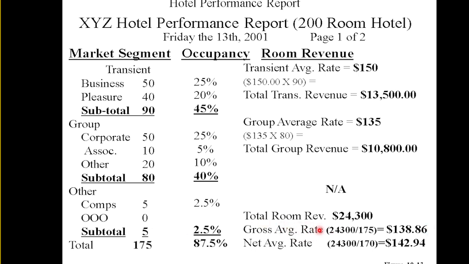Supposedly, di ba, dapat mas mataas yung gross rate, kasi no deductions. So bakit mas mataas yung net average rate? It's because complimentary rooms are not charged. They are free of charge, as what we have discussed a while ago. Okay? All right. Any more questions?